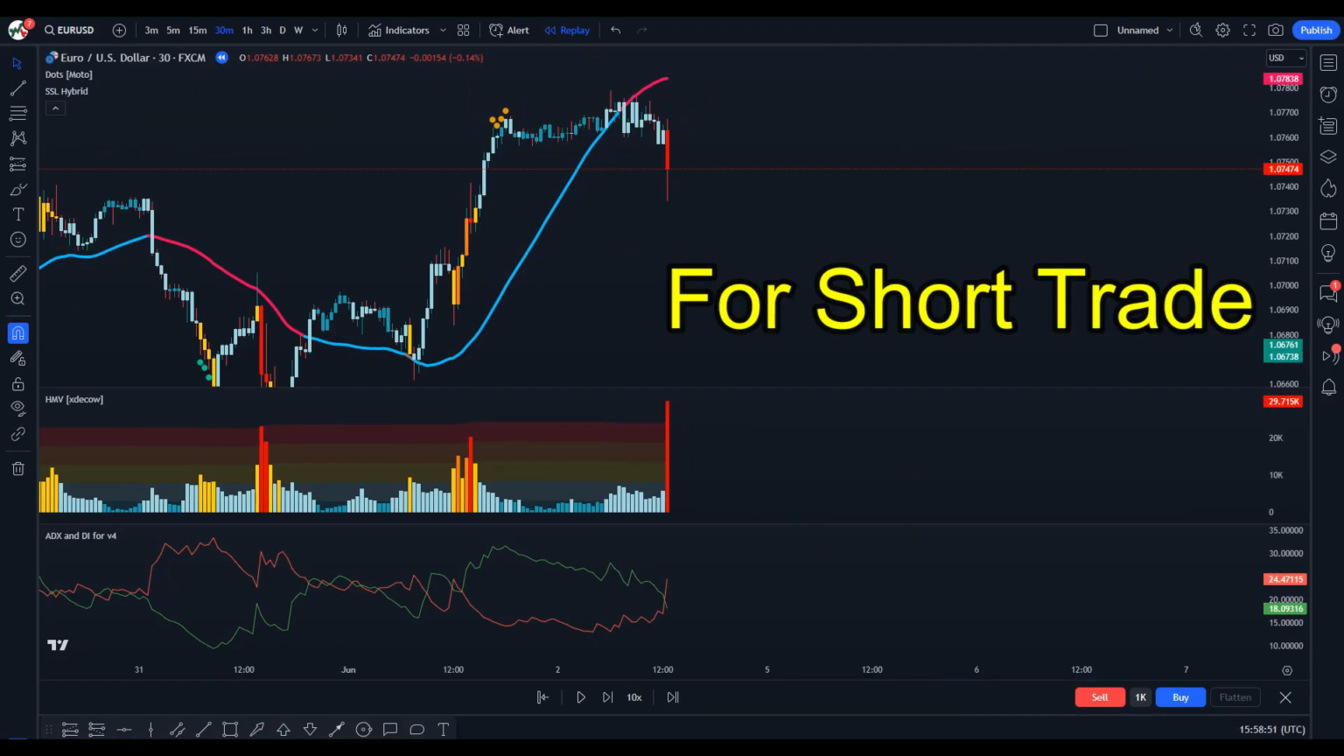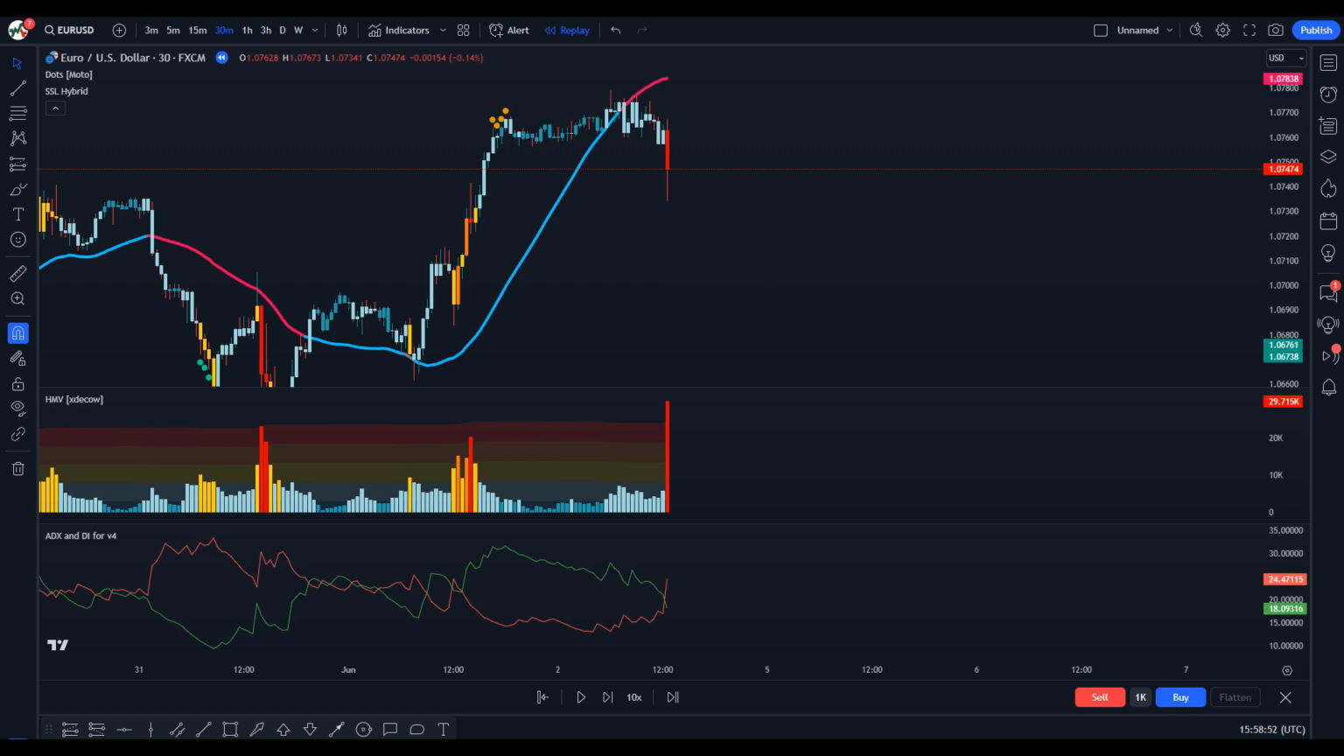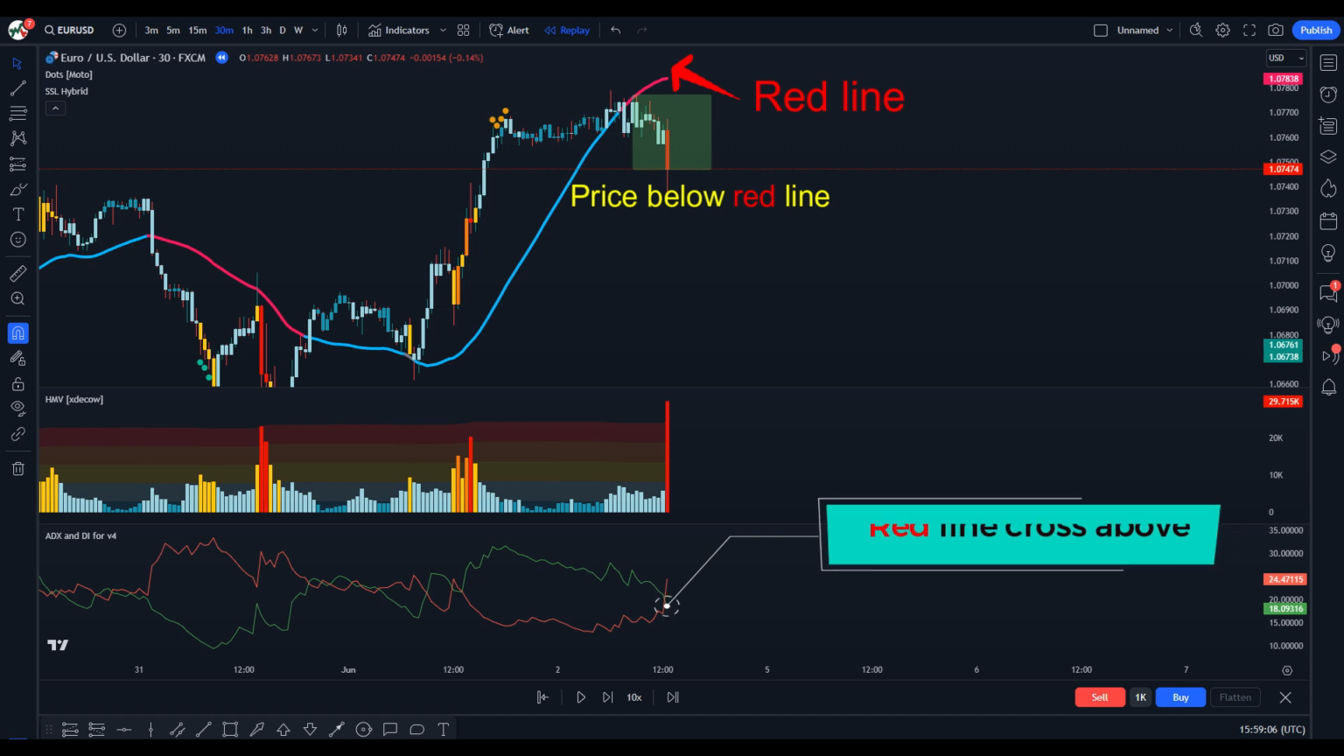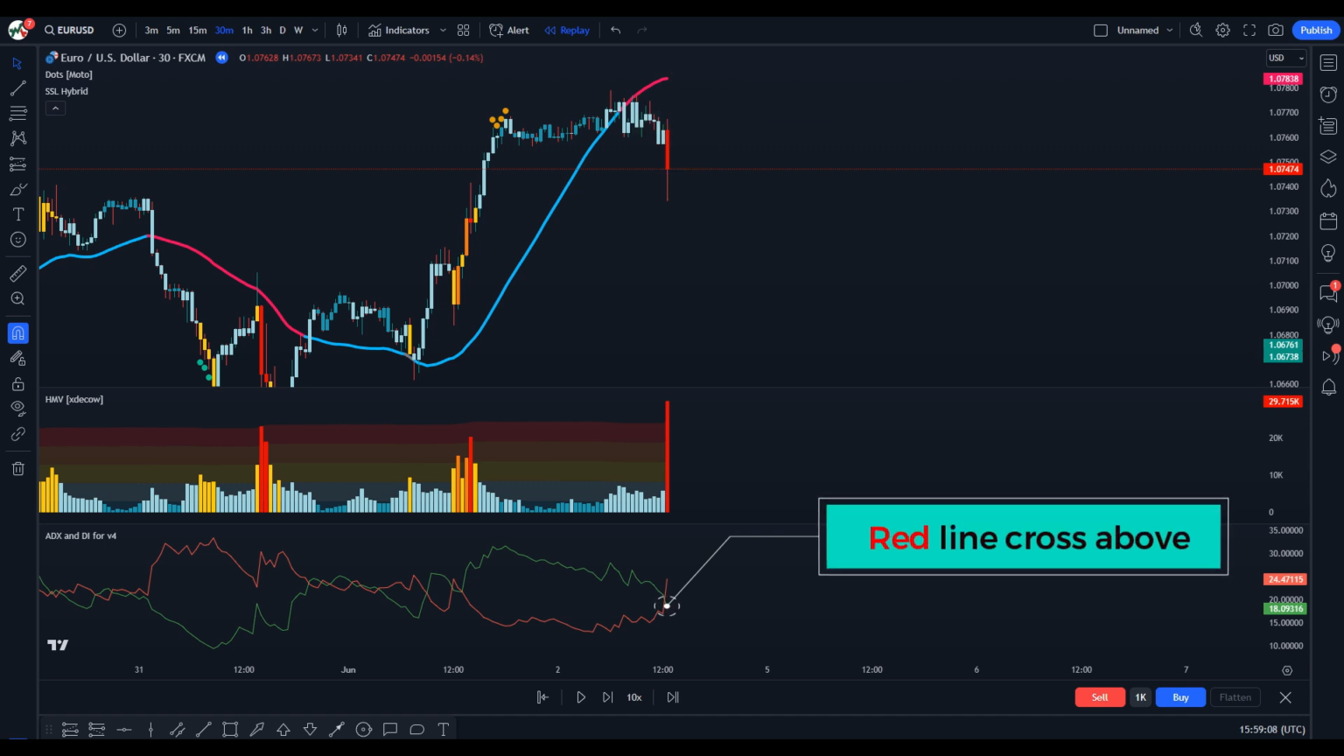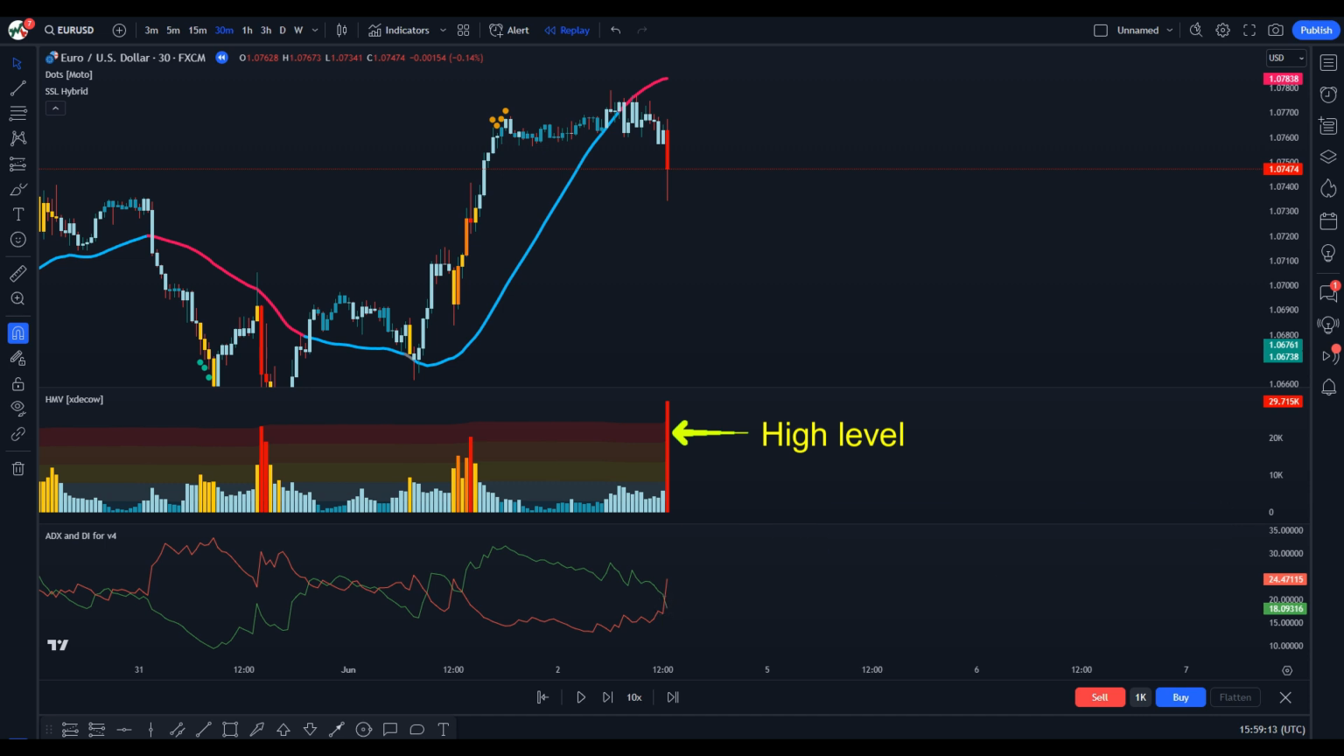For a short trade, we can see this short signal. The rules for SSL hybrid and ADX are exactly opposite. And remember to only enter a trade with medium or high volume. In this case we see that the SSL hybrid is red. The ADX is having a bearish cross with the red line above the green line. And the volume is high level. So we open a short position.